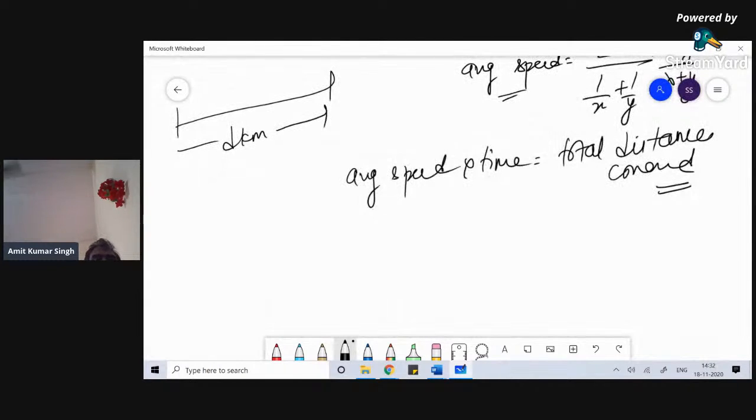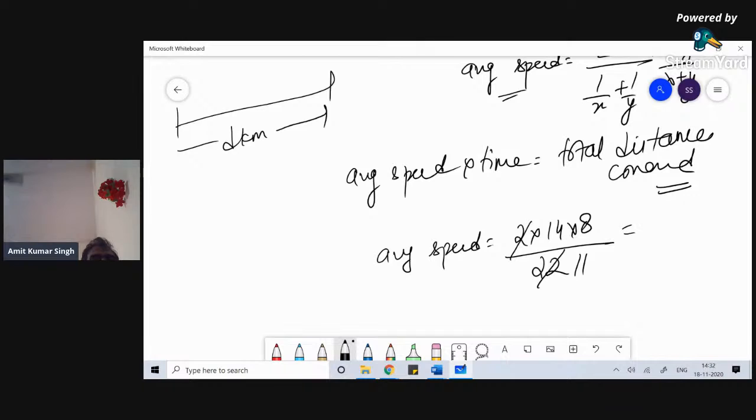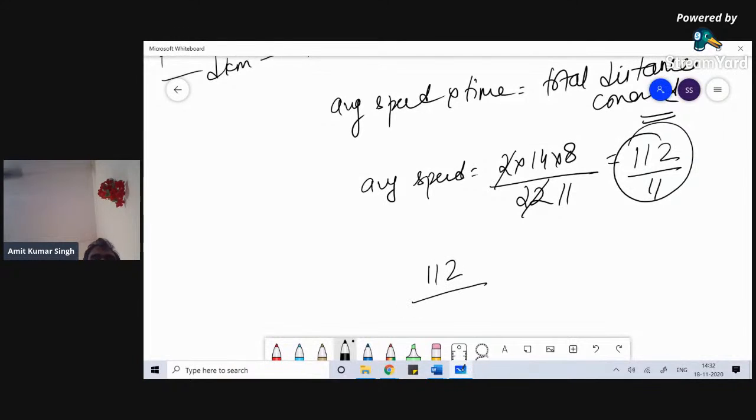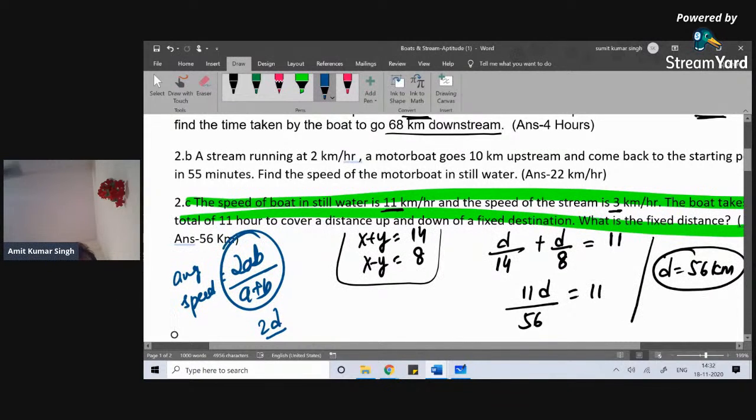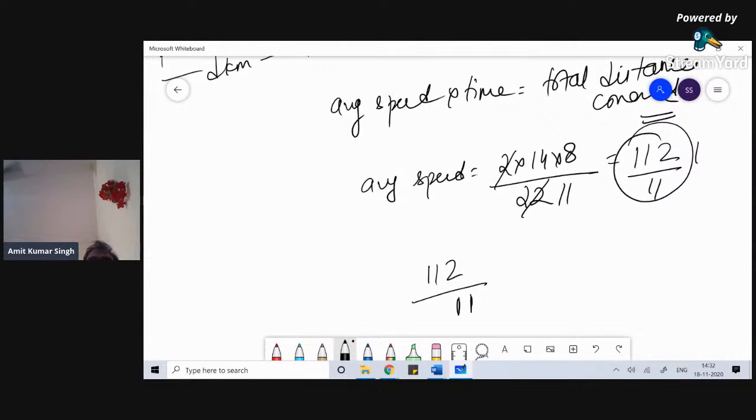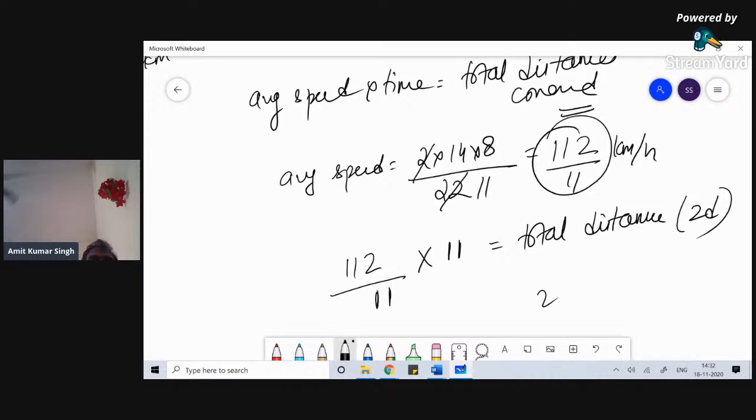So for the average speed of 14 and 8, that would be 2 into 14 into 8 by 14 plus 8, that is 22. So you will get 11, and 14 times 8 is 112 by 11. Now this average speed is 112 by 11 and the time is 11. So here you will get the total distance, which is equal to 2d. So 2d is 112, so d will be equal to 56.